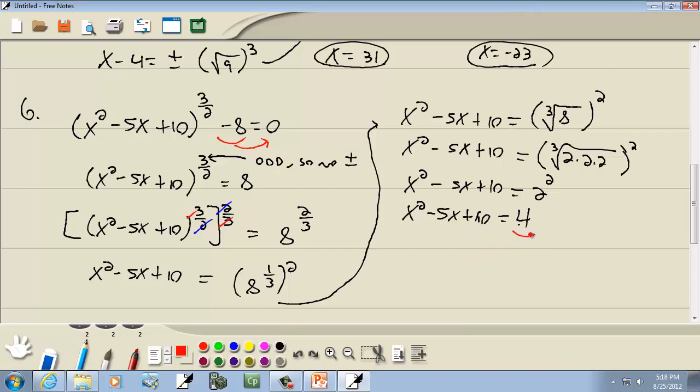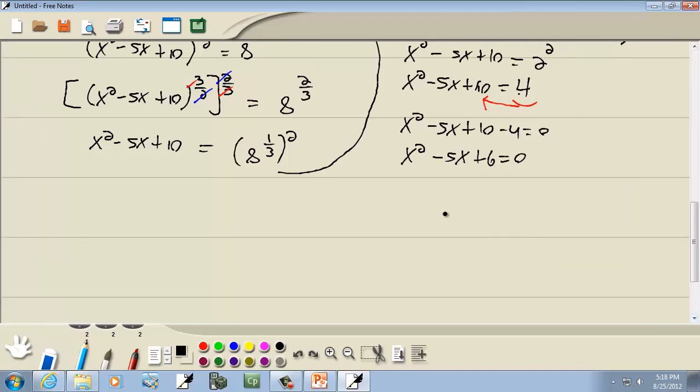Now I'm going to take the 4 over to the left side. So we got x squared minus 5x plus 10 minus 4 equals 0, which gives us x squared minus 5x plus 6 equal to 0. And as factors, using the PSD method, there's no number in front of our x squared. So this would be x minus 6, okay, I'm lying to you. Just kidding. x minus 2 times x minus 3 equals 0.